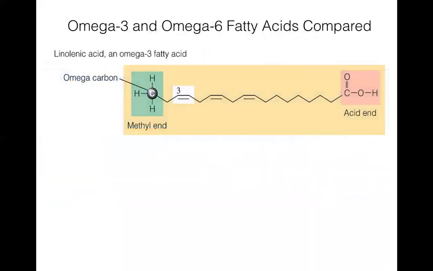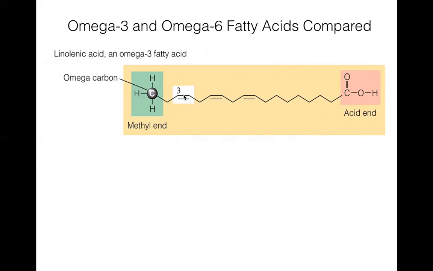So we have another example here. Let's use the delta numbering system. Take note that the orange highlight here refers to the delta end, whereas the green highlight here refers to the omega end. So this can be designated as, if we use the delta numbering system, 18 because it contains 1, 2, 3, 4, 5, 6, 7, 8, 9, 10, 11, 12, 13, 14, 15, 16, 17, 18. 18 carbons. Colon 3 because it contains 3 double bonds.